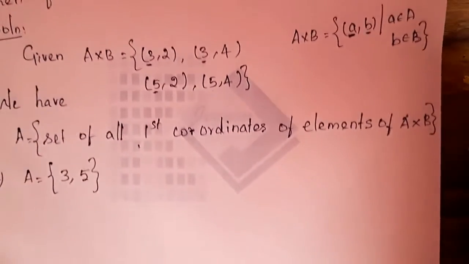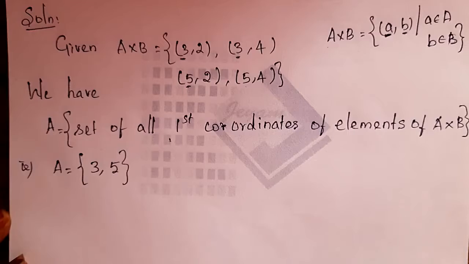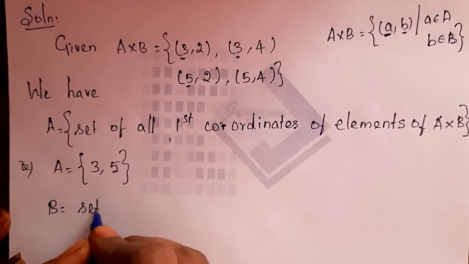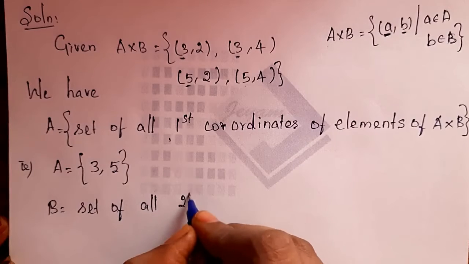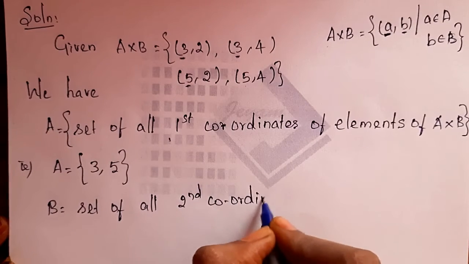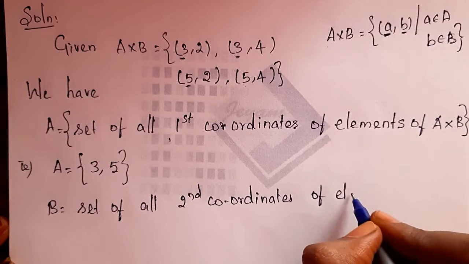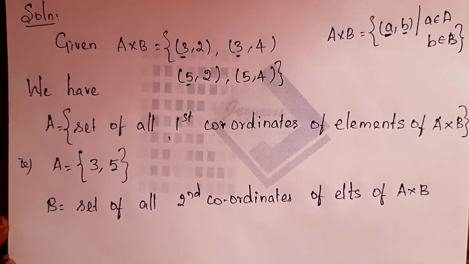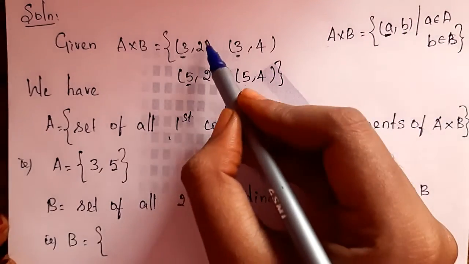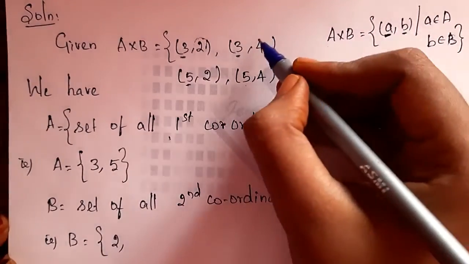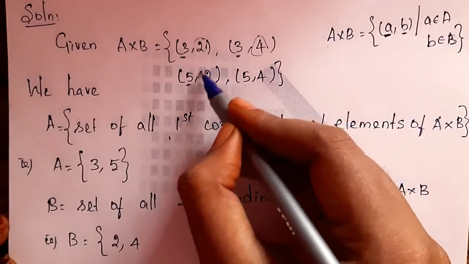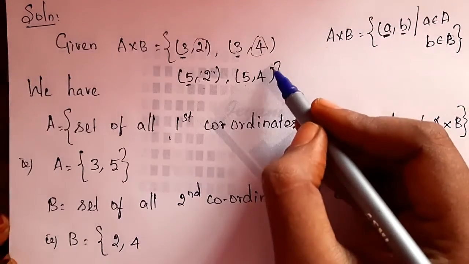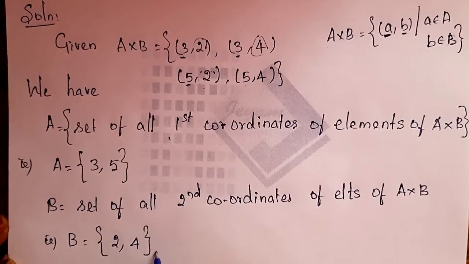Then tell me now, what is B? B equal to the set of all second coordinates of elements of A cross B. Okay. Now we can choose the second elements, that is B equal to the set of all 2, 4, again here is 2, we already wrote 2. Again here is 4, we already wrote 4. That's all. Okay, if you have doubt, you can check it.